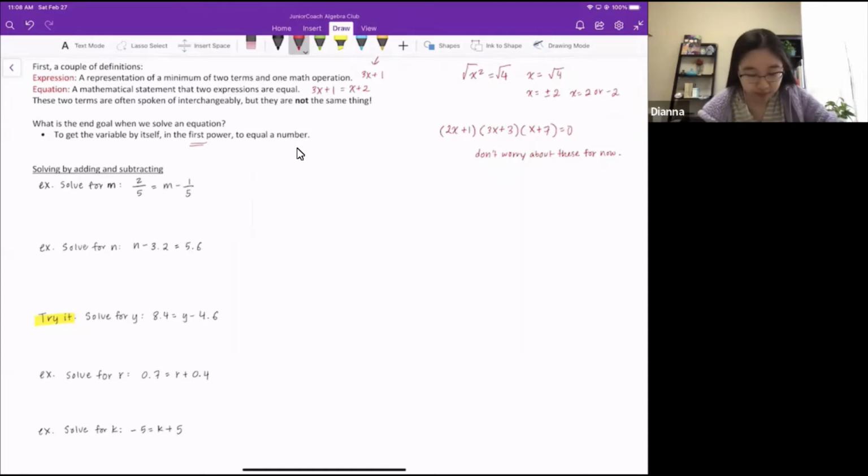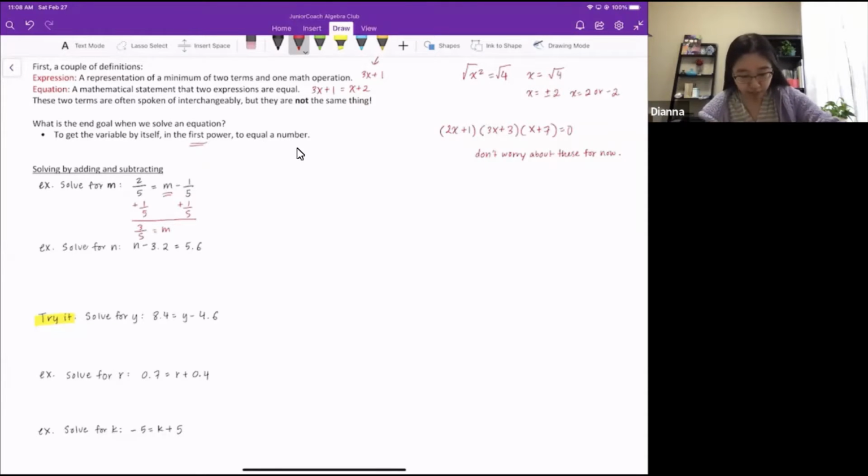Okay, so let's solve the first example. In this case, I want to get m by itself. What should I do to both sides? What I'm going to do is add 1/5 to both sides and see what happens. Hopefully you know how to add fractions. 2/5 plus 1/5, since they're both the same denominator, is going to be 3/5. Hopefully it's not too cramped; I don't want it to look that bad. So pretty simple, we only need to do one step. m is 3/5 in this case.